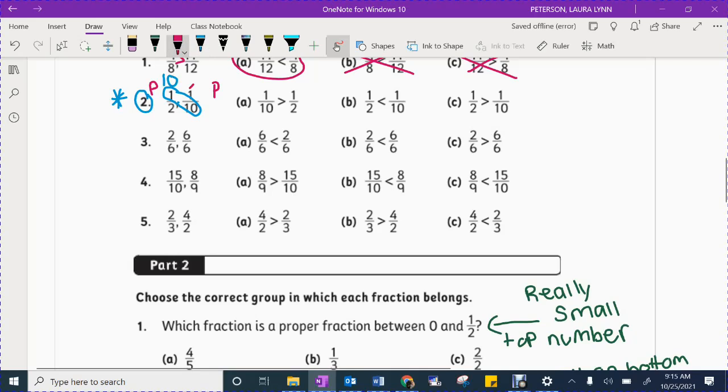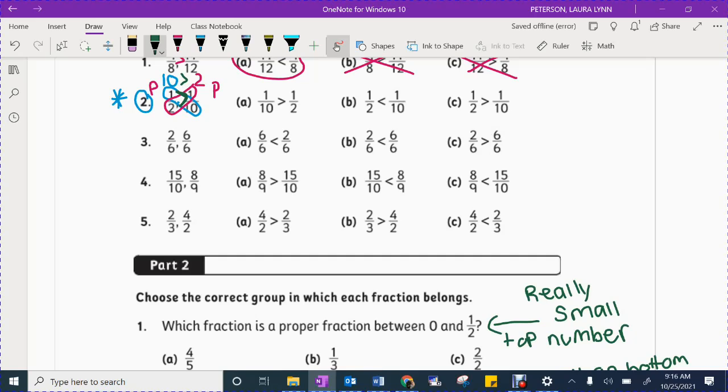My next loop is 1 times 2. Well, that's just a 2. And let's see, 10 is bigger than 2. So my alligator eats 10, but that also means it eats the fraction 1/2. So we need to look at our answer choices to see where our alligator eats 1/2.